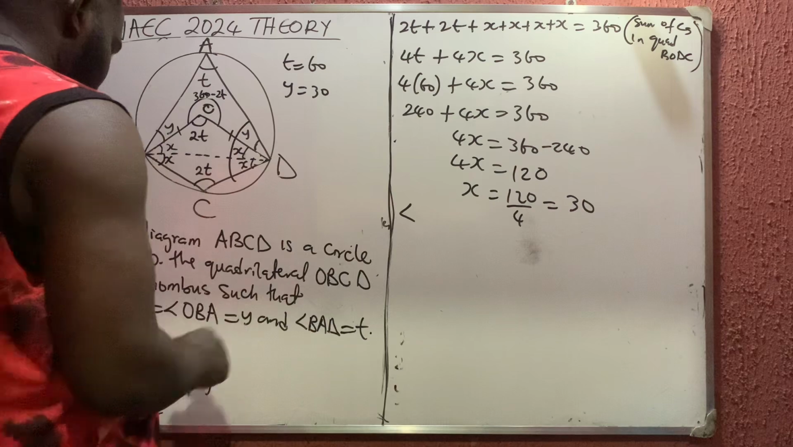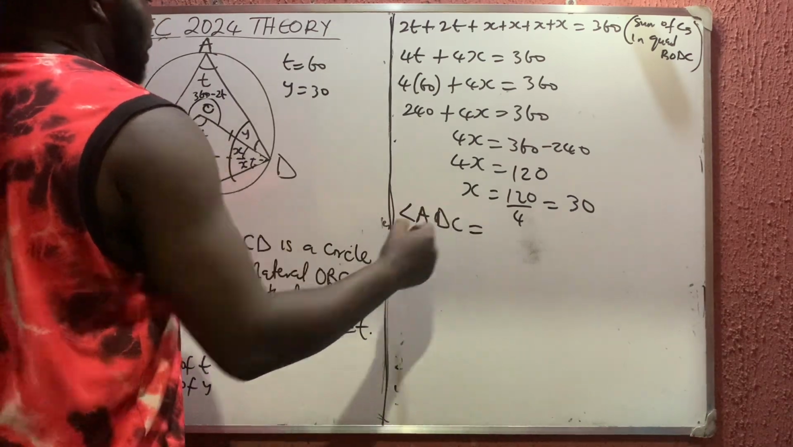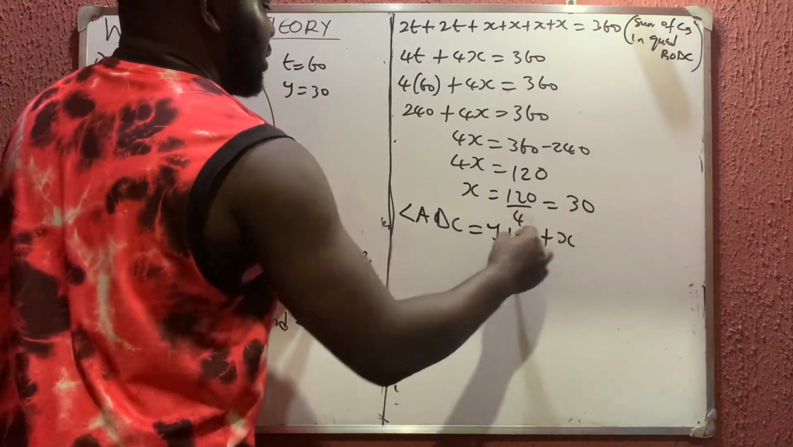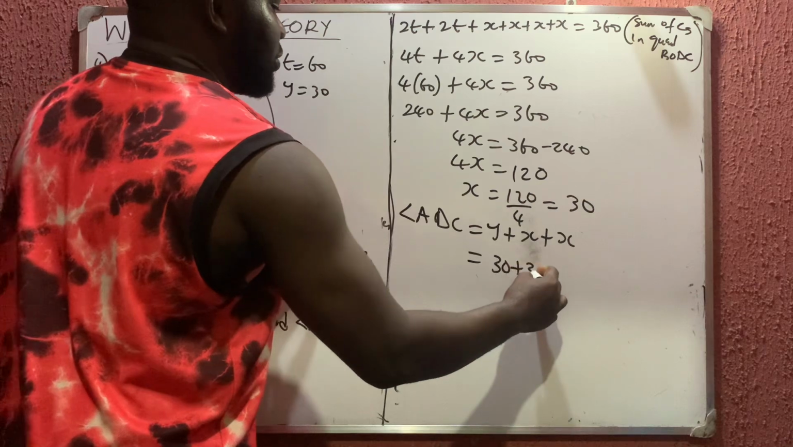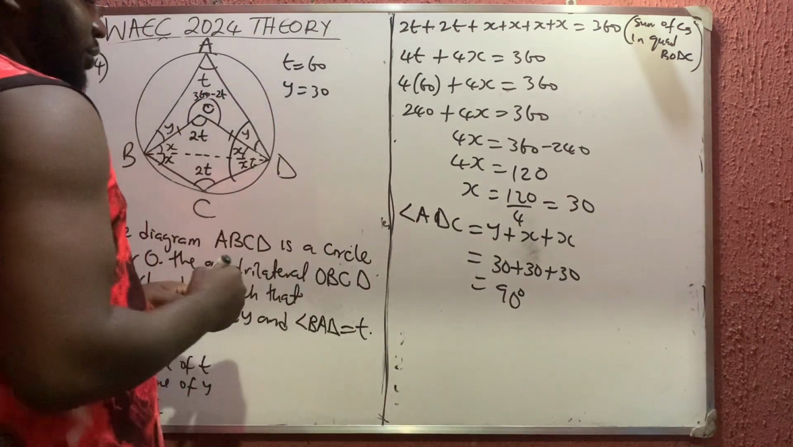Therefore, angle ADC will be equal to y plus x, which is 30 plus 30, which is 60... no wait, x plus x plus y: 30 plus 30 plus 30, which is 90 degrees. So that is that.